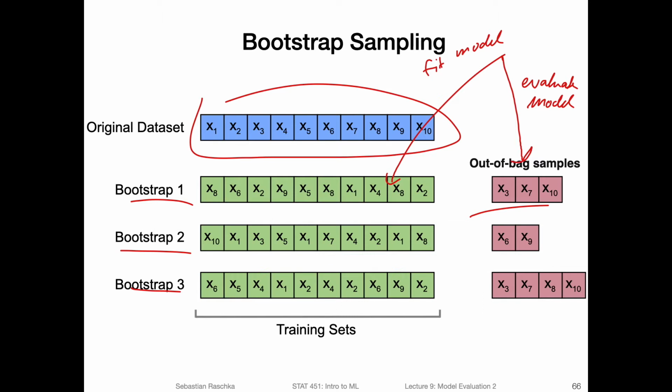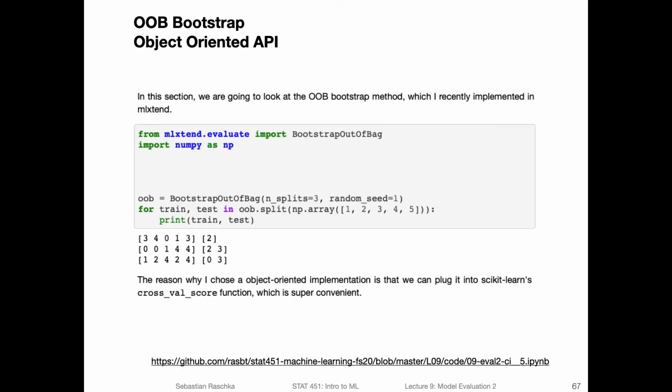In the previous video I also showed you how to implement the out-of-bag bootstrapping procedure in Python. Here I also have some code that I implemented to do this a little bit more conveniently, instead of re-implementing it every time you want to use it. One is the object-oriented implementation that I made in MLxtend. It's just called BootstrapOutOfBag. How it works is that you give it the number of splits, so the number of bootstrap rounds, and you set a random seed.